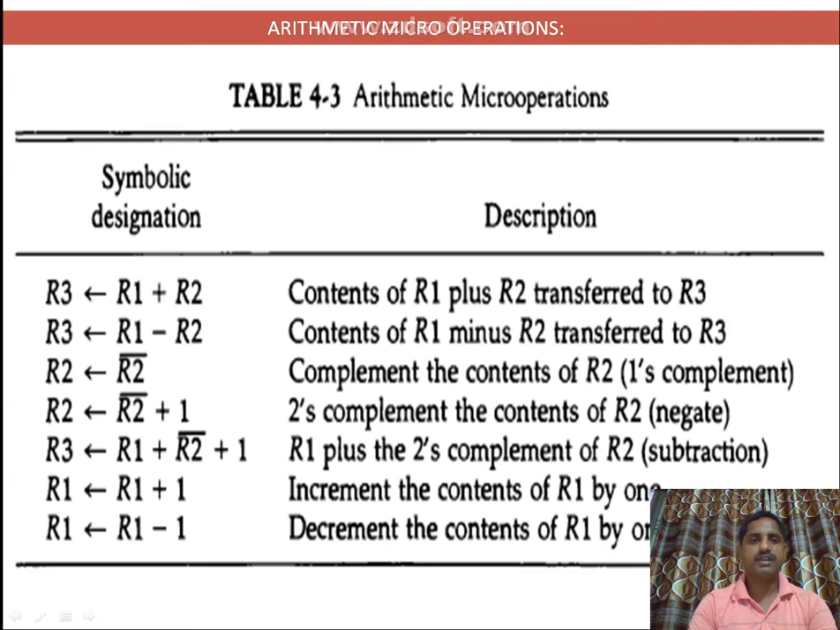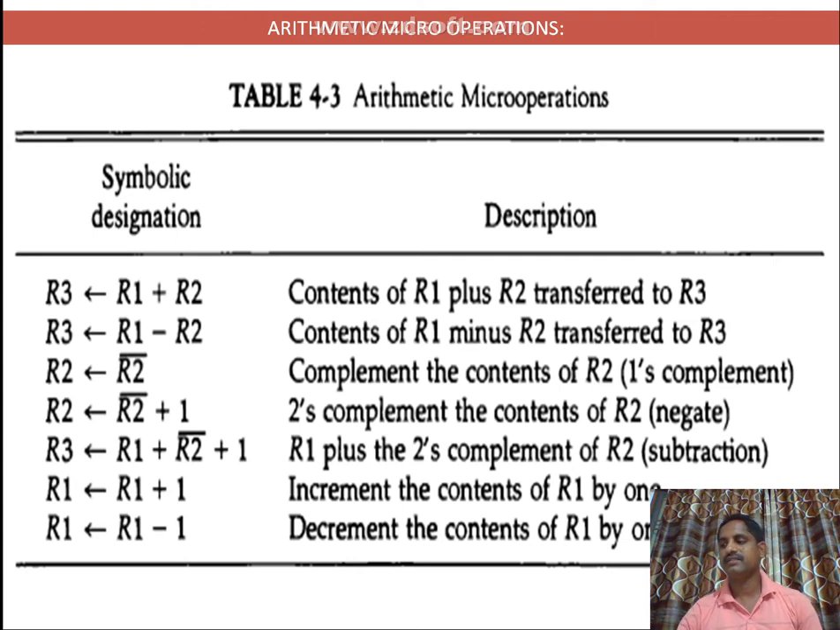In arithmetic operations, R1 plus R2 to R3 means the content of R1 plus R2 is transferred to R3, and the content of R1 minus R2 is transferred to R3. Then the complement of the content of R2 is transferred to R2, and the 2's complement of R2, and R1 plus the 2's complement of R2, increment the content of R1 by 1, and decrement the content of R1 by 1. These are symbolic designations of the arithmetic micro operations.